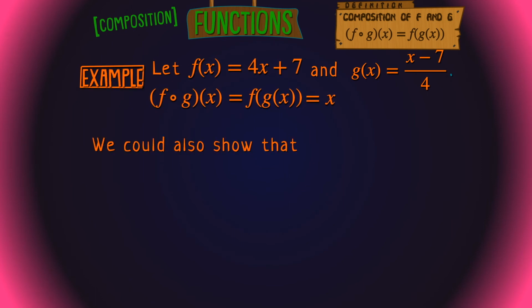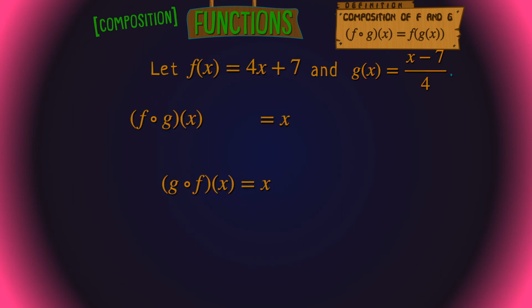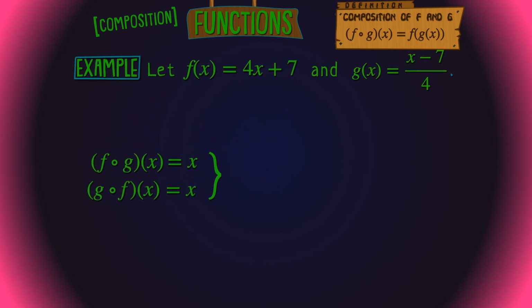And we could also show that if we did the reverse, g composed f, we would actually get x as well. And this tells us that f and g have a special relationship. They are inverses of each other. So whenever we have f composed g and g composed f both giving us x, that tells us right away that f and g are inverses.